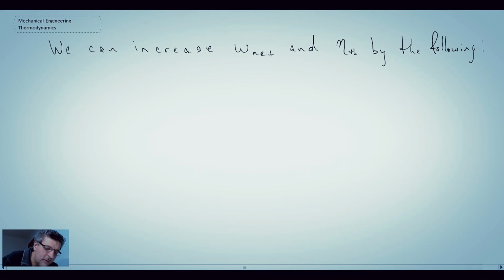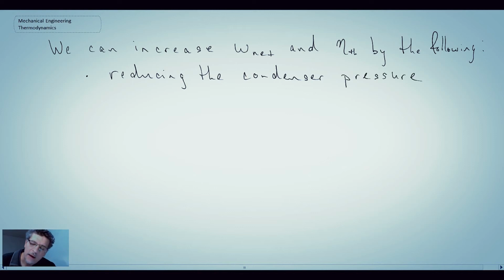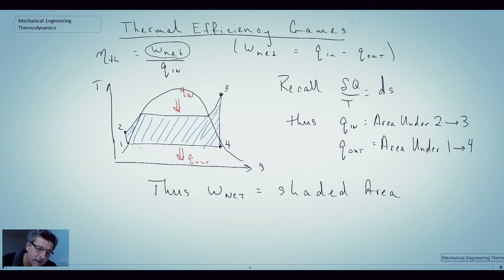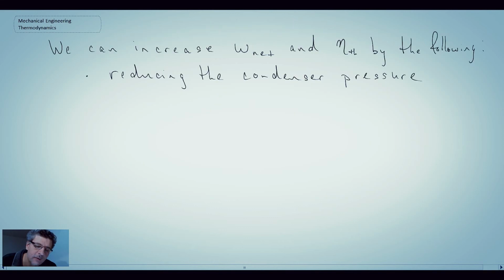we can do the following things. One thing we can do is reduce the condenser pressure. And what would that do? Well, if we look back on this diagram here, that would drop 1 through 4 lower, and it would make the area of Q out less, and consequently that would help increase the thermal efficiency.